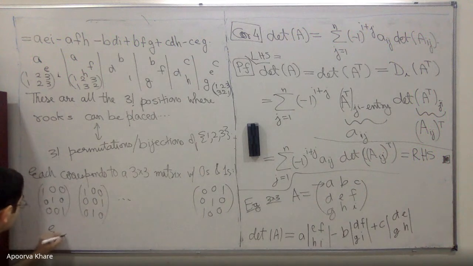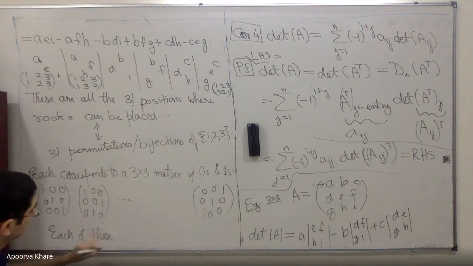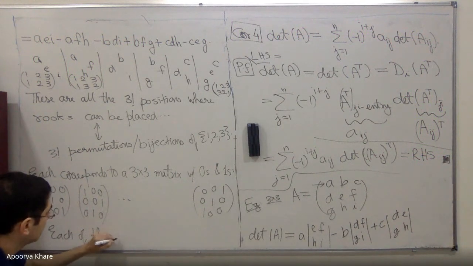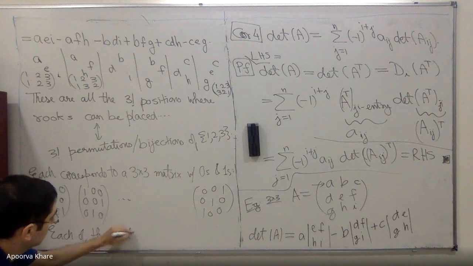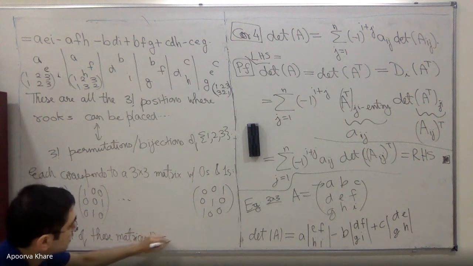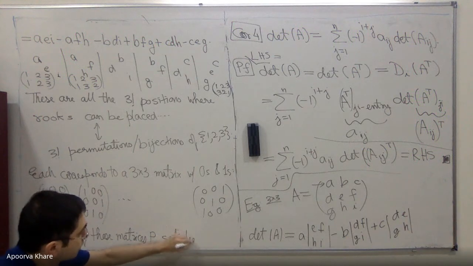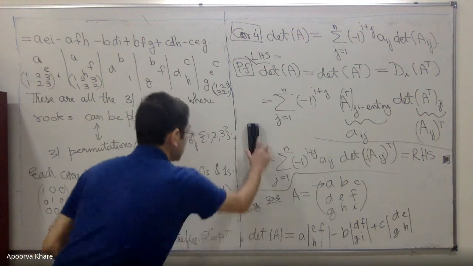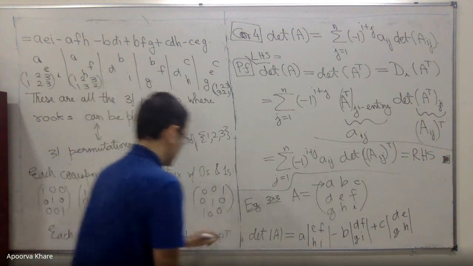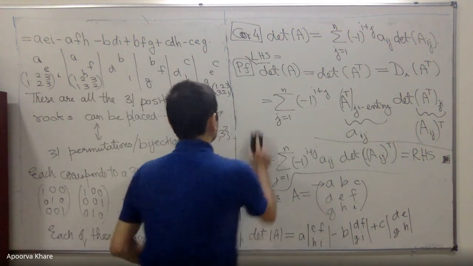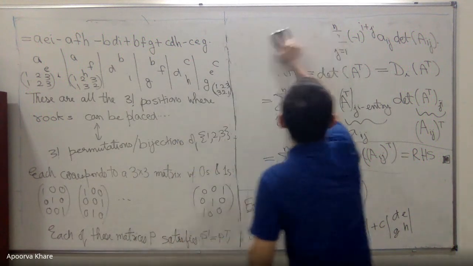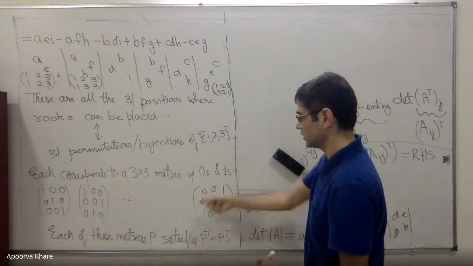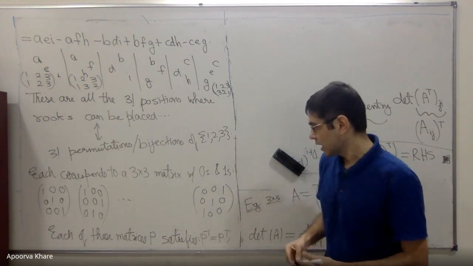Each of these matrices P satisfies P inverse equals P transpose. So in particular, each matrix is invertible. And so what can the determinant of P be? It's a real number. Clearly, all these things are integers. So all the determinants are real numbers. And what can you say about the determinant?